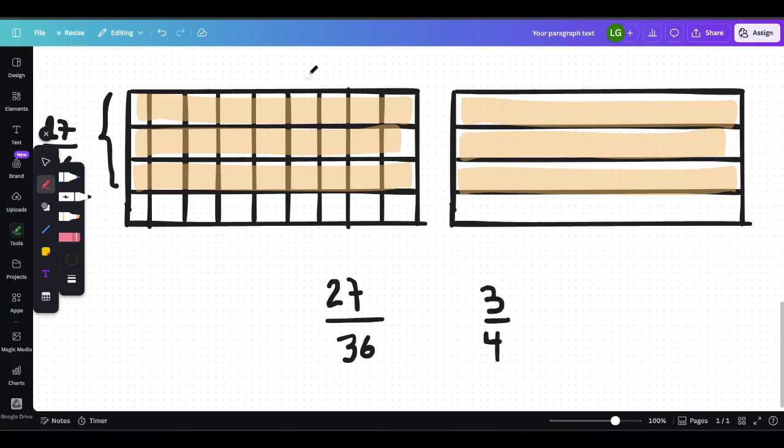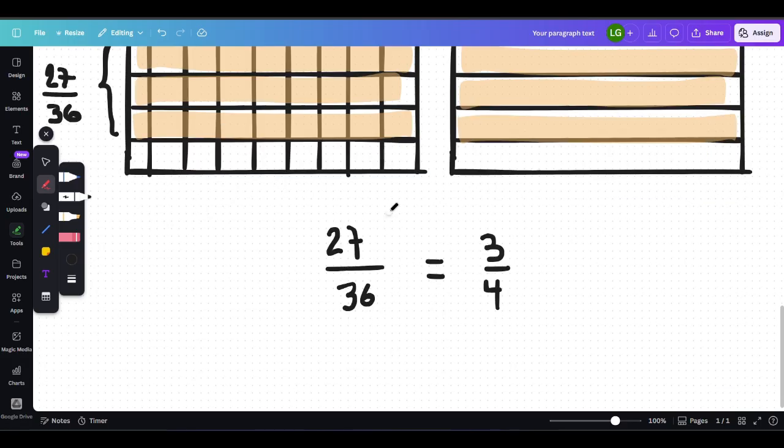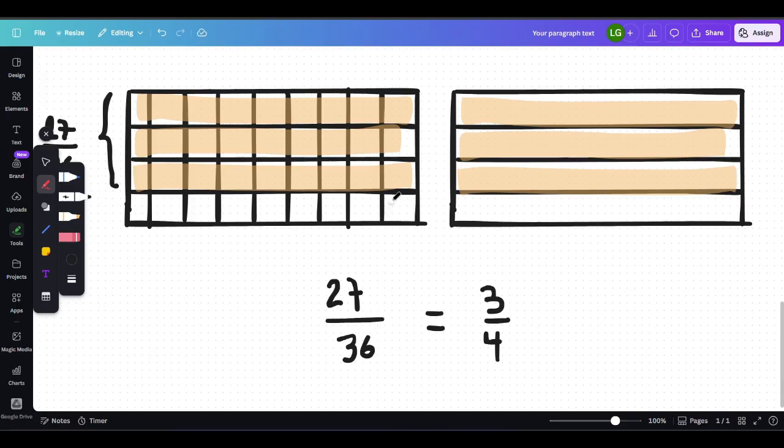And if you notice, we have the same shaded area. However, the second rectangle was divided in fewer parts. Only 4, not 36, like this one. So I can say that this is the simplest form of this fraction because they are equivalent. They represent the same fraction, the same quantity.